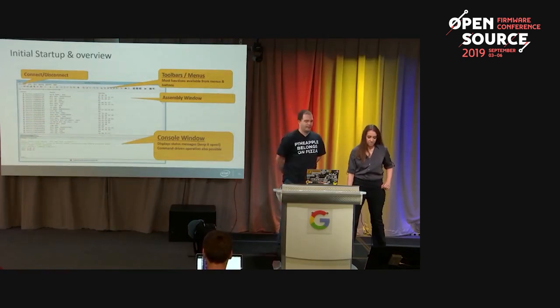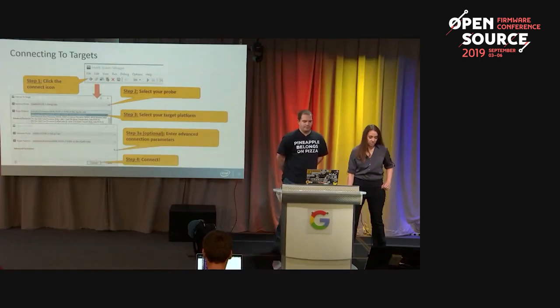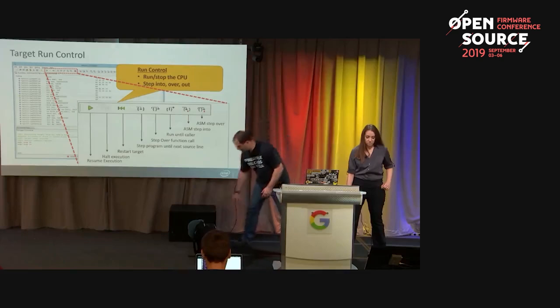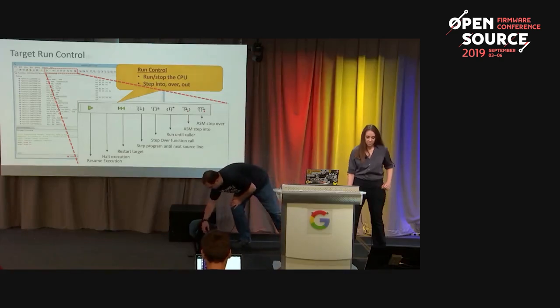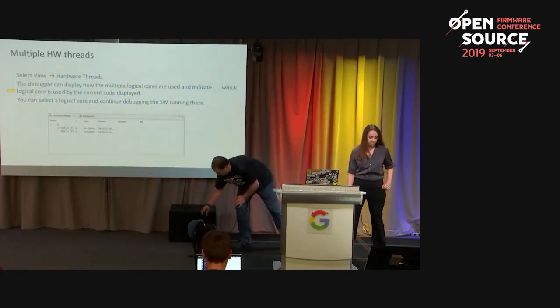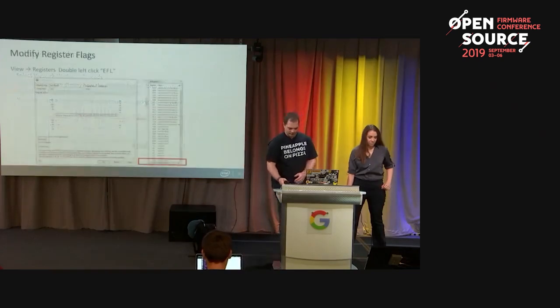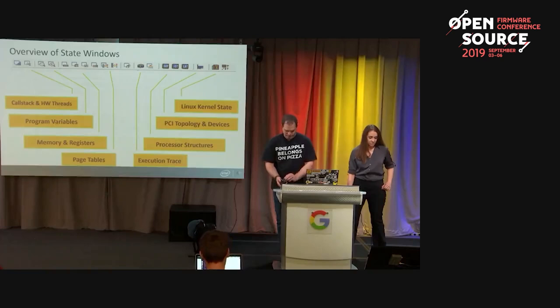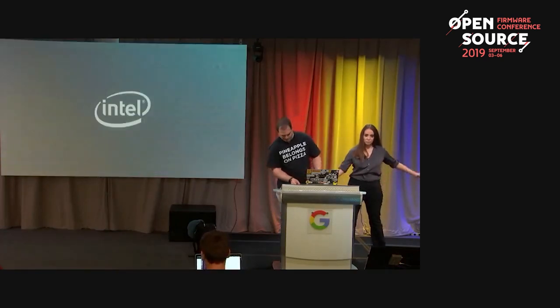If you don't know the ID, this is your console window. You click to connect. You select the probe, which is usually DCI, and what platform you have. You can resume, halt, restart, step over, step into. You can look at your threads. You can see all the register flags. You can see variables, page tables. That's it. All the things.